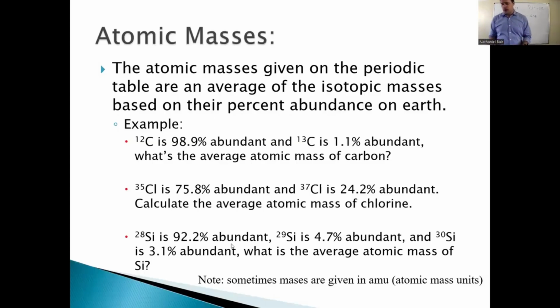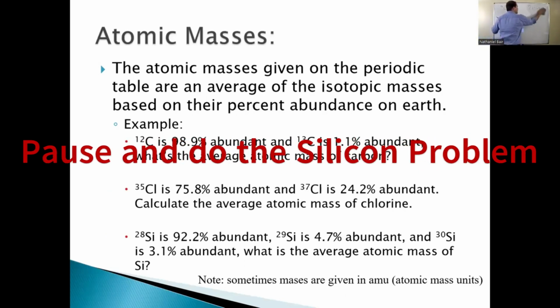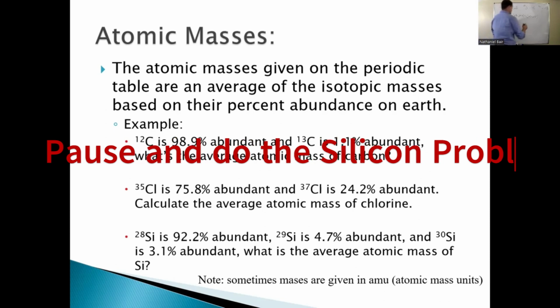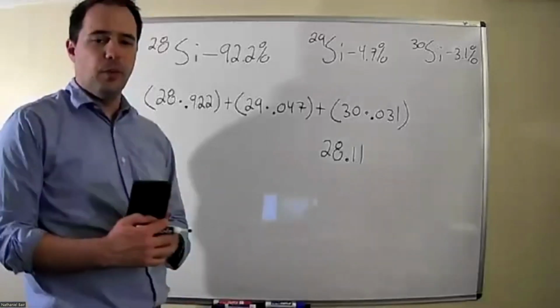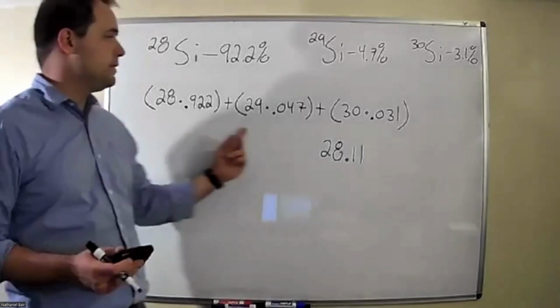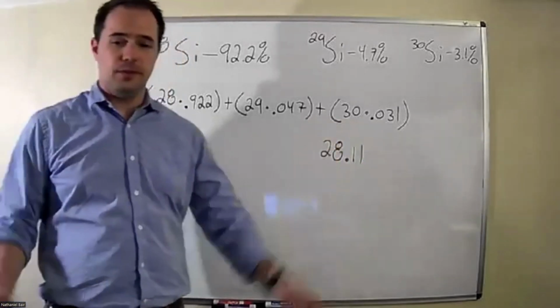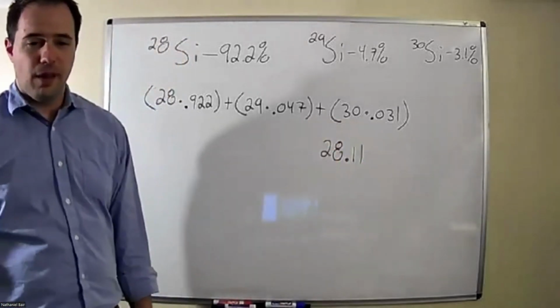Try this one. Silicon's got 3 major isotopes: silicon 28, silicon 29, and silicon 30. Go ahead and give me the average atomic mass of silicon. I got 28.11. We just have 3 isotopes, so we do it 3 times, and there it is. Awesome.